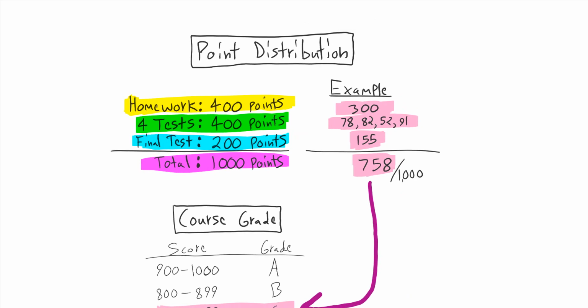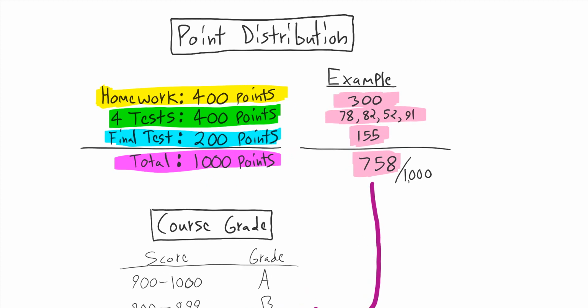As you can see, there's 400 points for the homework and 400 points for the tests. Each test is 100 points for a total of 400 points, 4 tests. And the final test that you just took, there were 2 parts. Each part was worth 100 points, so there's a total of 200 points. And you add all those up and you get 1,000 points total for the course.